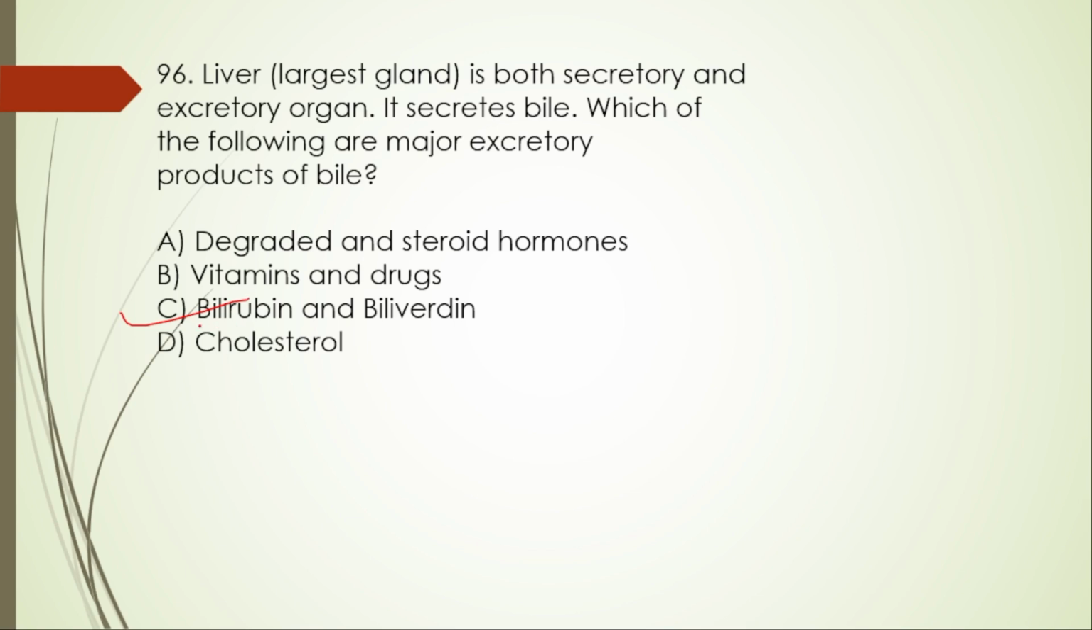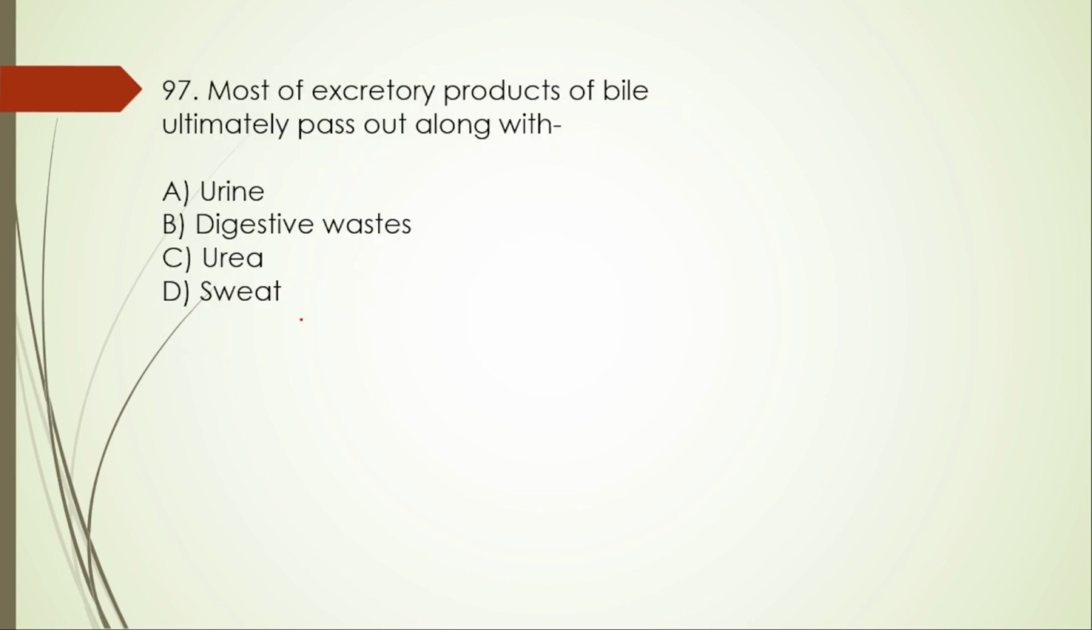Here what happens? Bilirubin and biliverdin, these are the bile pigments produced from the breakdown of the hemoglobin in old or else damaged RBC, you can say. They are primary waste product excreted via bile. Other substances, like cholesterol, and some of the drugs or vitamins, etc.